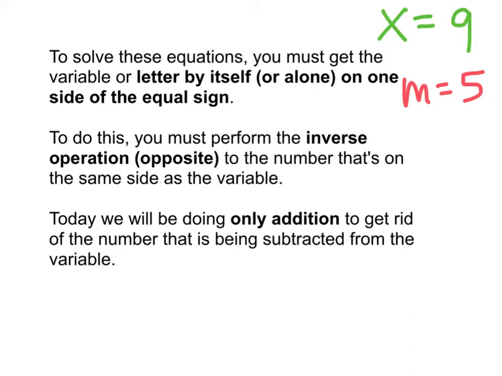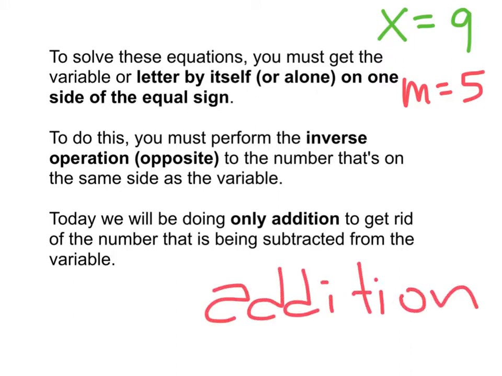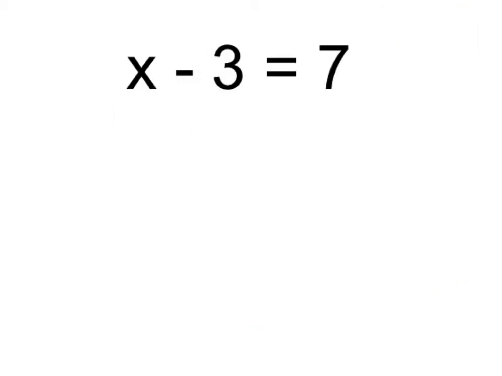And so to do this, we're going to have to perform the inverse operation, which we know is the opposite. So if we're adding, the opposite is subtracting, the opposite of multiplying is dividing. So we're doing that to the number that's on the same side as the variable. And today we're only going to be doing addition to get rid of the number that is being subtracted from the variable. So let's see what that means.